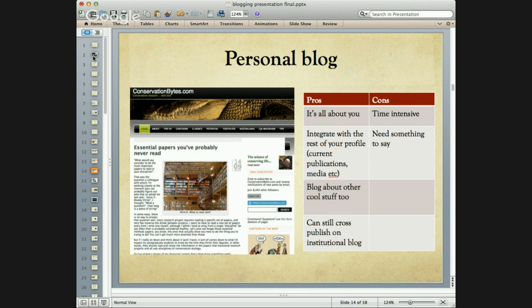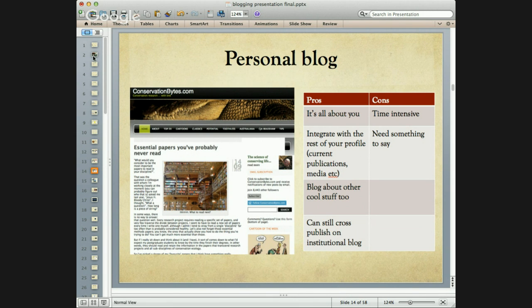And what you're writing on your personal blog can be cross-published onto your institutional blog. So you could write a story, publish it on your personal blog, and just let your university or research institute know that you've written that, and they may choose to cross-publish and feature that on their blog, which drives traffic to your personal blog.